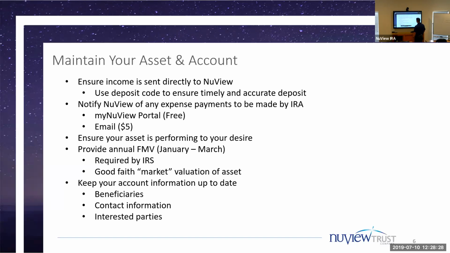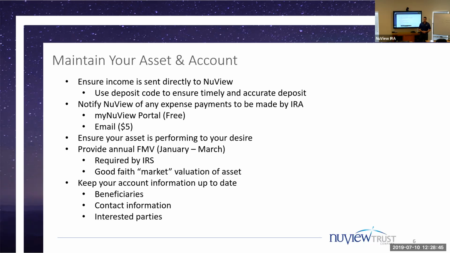So the first one is ensure your income is coming into New View. So if they're mailing it to you, it needs to be forwarded to us. We recommend that it's sent directly from whomever it is writing that check to your IRA or sending an ACH or a wire directly to us, right? We can accept checks, ACHs, and wires.